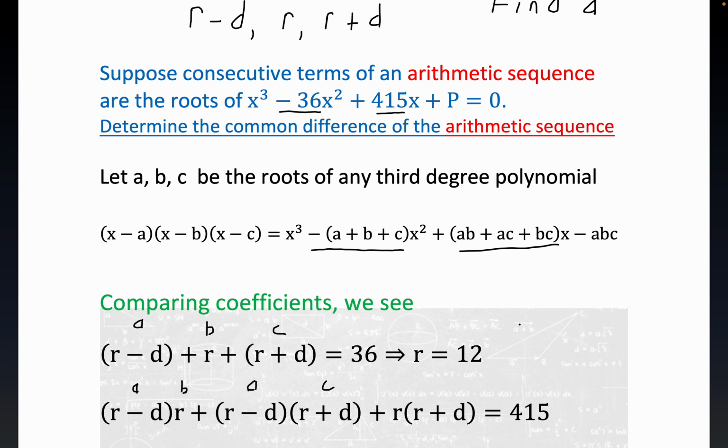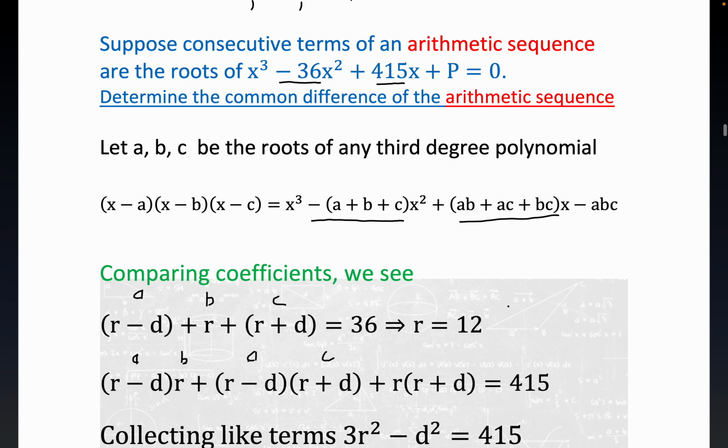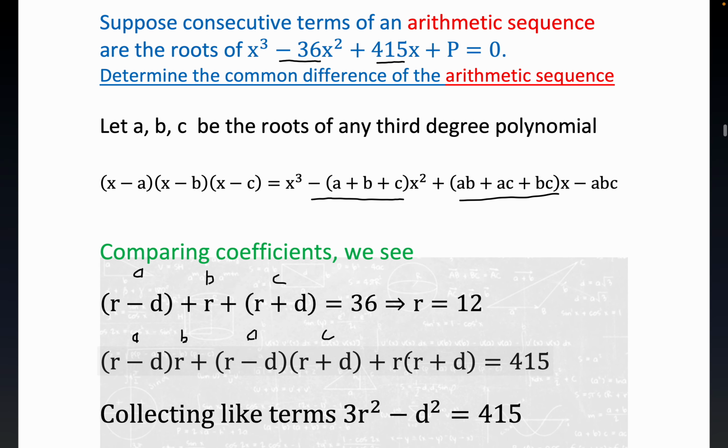Equals 415. Alrighty. So if you collect like terms, you have R squared three times, and then you just have minus D squared. And that's because there's some cancellation going on, folks. Right here, there'll be cancellation of the DR terms from here and from here, and all that's left is minus D squared. But we have some good news here. We already know what R is, and so we'll be able to solve for D.